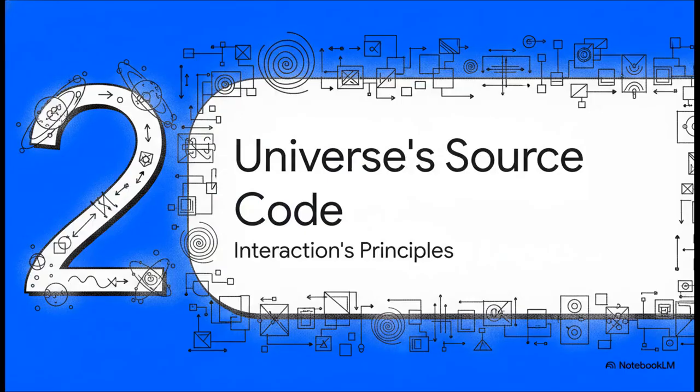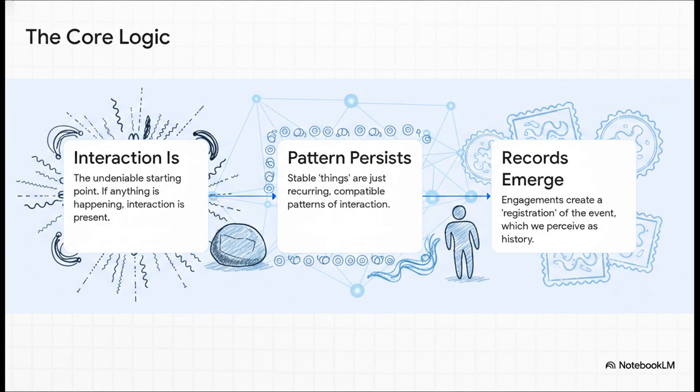Okay, so if interaction is our base ingredient, what are the rules of the game? Let's take a look at the foundational principles here. You can almost think of it as peeking at the universe's source code. And the logic is actually incredibly simple. It all starts with one thing we can't deny. Interaction occurs. I mean, if anything is happening at all, there's interaction. That's step one. Step two, anything that seems solid and persistent, like a rock or a planet or even you, is just a repeating pattern of interaction. It's a stable habit. And step three, every time these patterns interact, they create a kind of record, a little registration of that event. And that long chain of records, well, that's what we perceive as history. That's what feels like the flow of time.